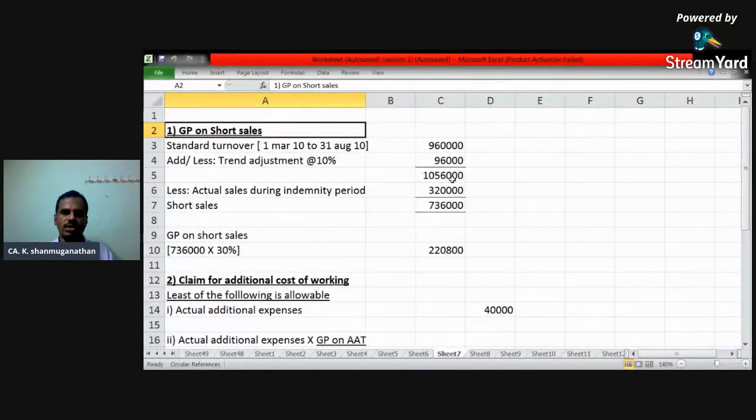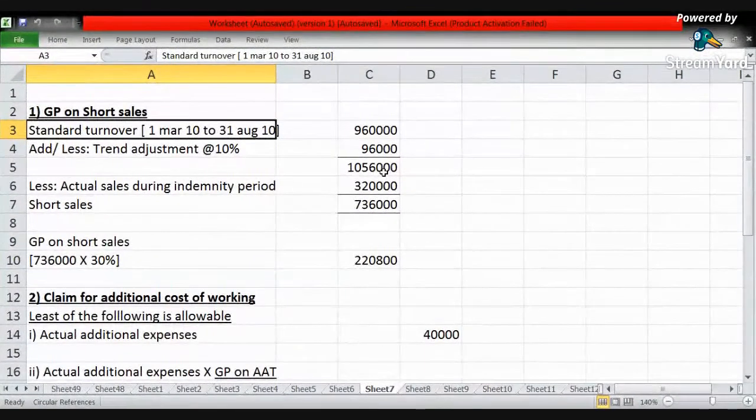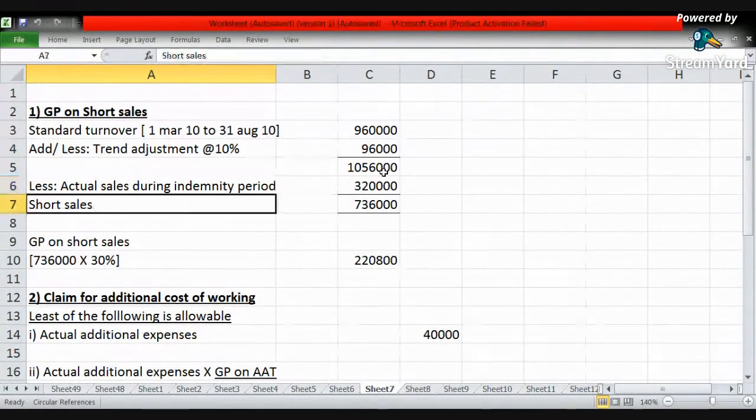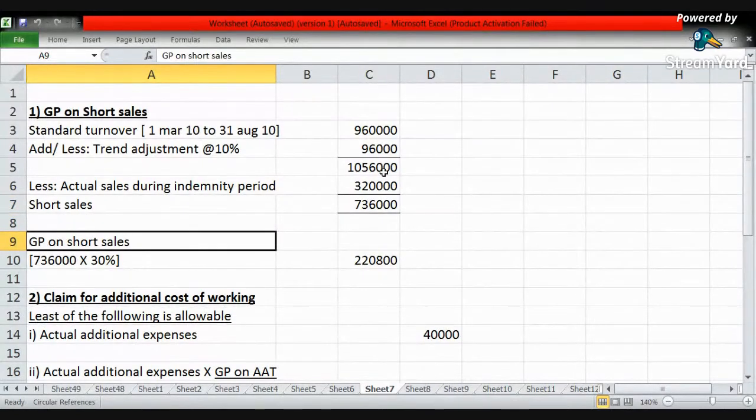So two things I said. Gross profit on short sale is what we should calculate. For that, as I was telling you just now: standard turnover, add or less trend, then reduce actual sale during the indemnity period. This is called short sale. Short sale means shortage in sale. GP on short sale, that rate we have to calculate.